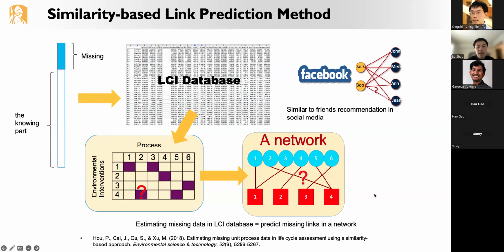The intuition of this method is also quite straightforward. We simply assume that similar processes should also have similar flows. Thus, for a new unit process, if the known part of this unit process is sufficient, we can use this partial information to help us find some similar processes in our database, and then use the information of these similar processes to help predict the missing part. This procedure is quite similar to the friend recommendation systems in social media like Facebook. If two people have many common friends, the algorithm could identify the potential but unlinked friends and make recommendations.